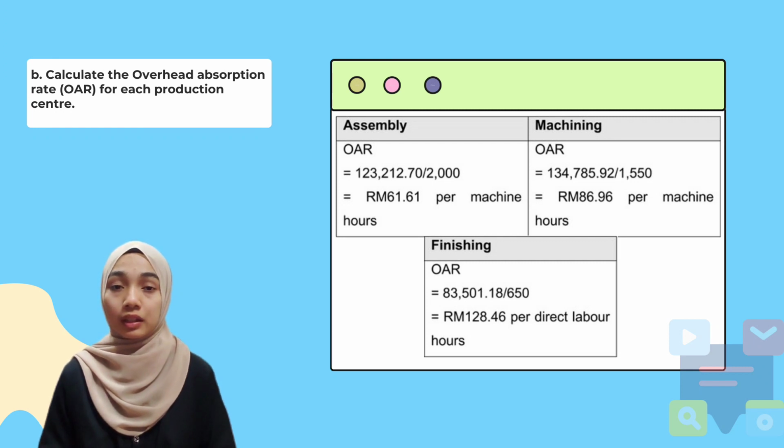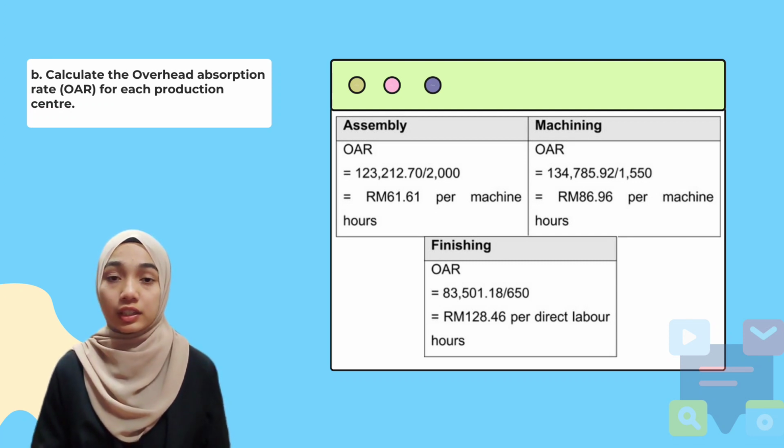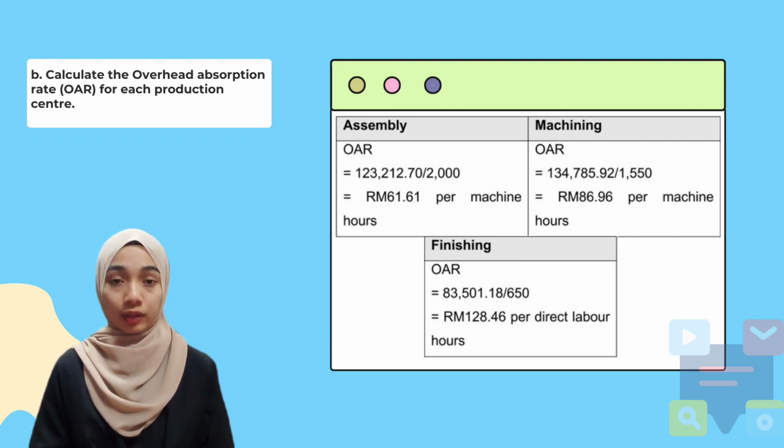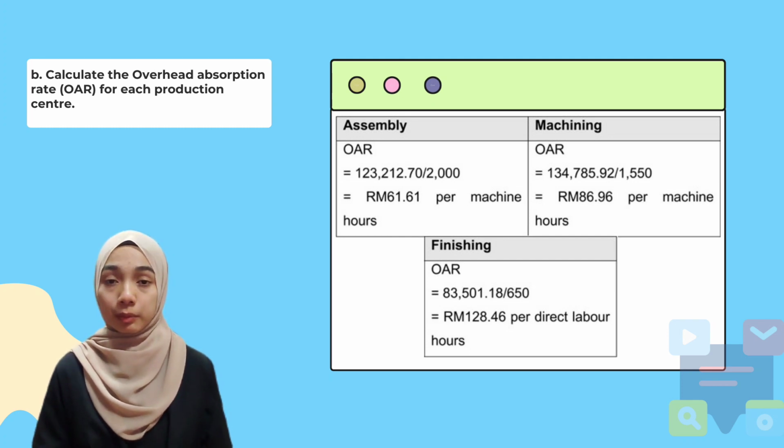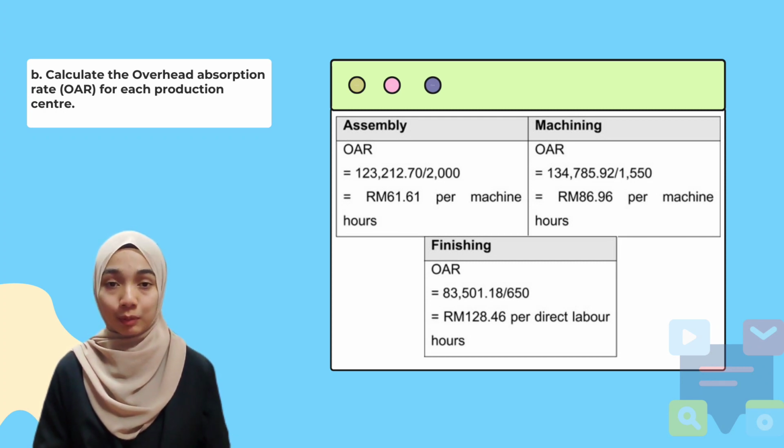For the machining department, we calculate by using the total overhead after the apportionment, RM134,785.92 divided by 1,550, we get RM86.96 per machine hour. Lastly, for the finishing department, we use direct labor hours as our basis. In calculating the OAR, we use the total overhead after reapportionment, RM83,501.80 divided by 650, we get RM128.46 per direct labor hour.